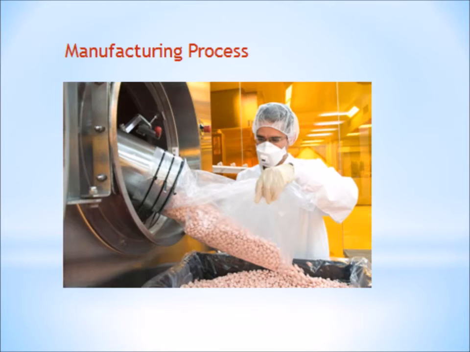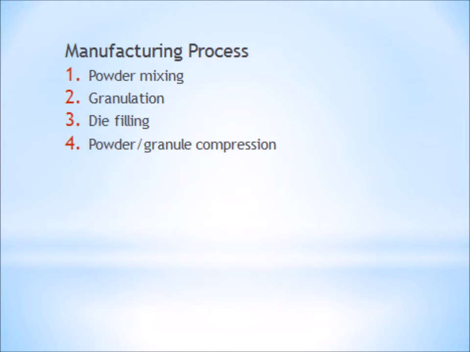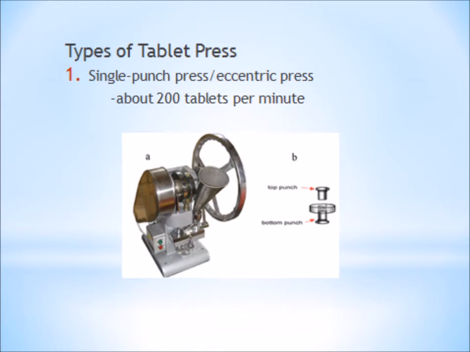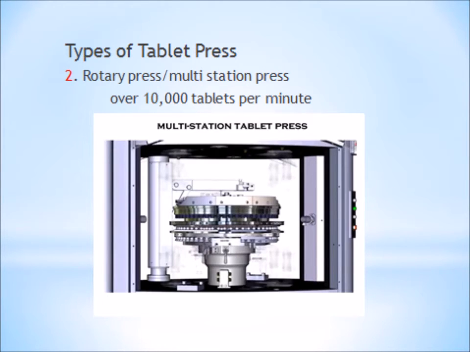The manufacturing process of tablets involves powder mixing, granulation, die filling, powder or granule compression, and tablet ejection. Types of tablet press. We have single punch press or eccentric press that produces about 200 tablets per minute, and rotary press or multiple station press that produces over 10,000 tablets per minute.